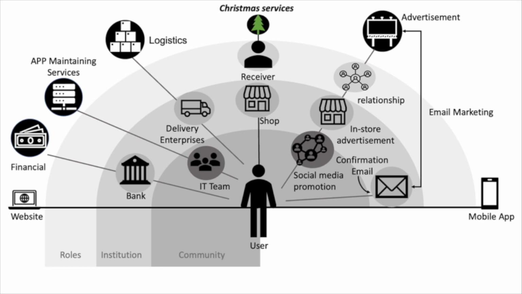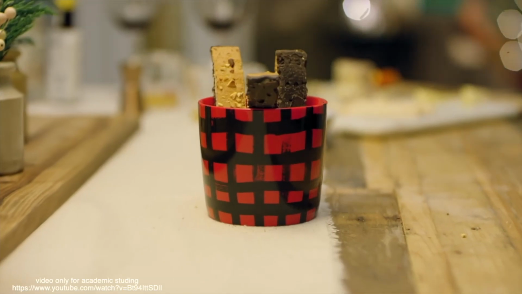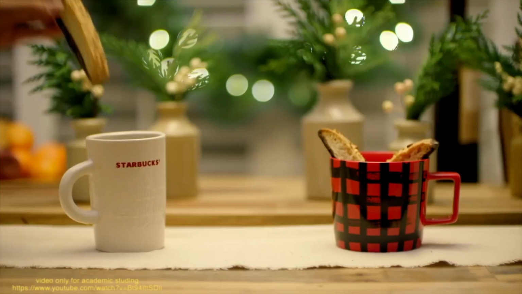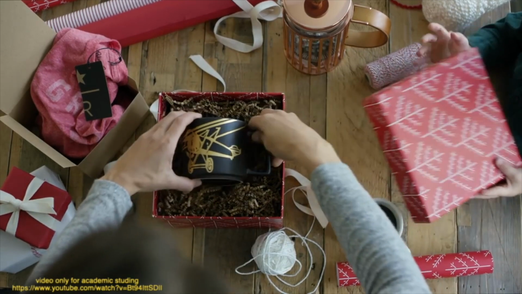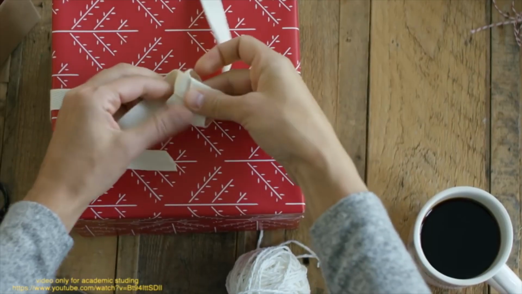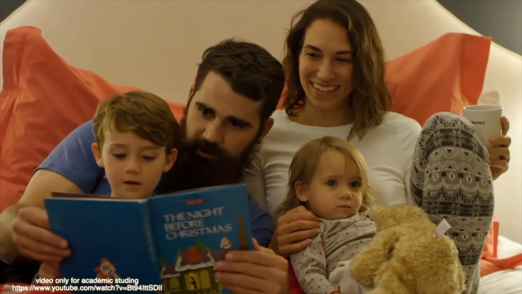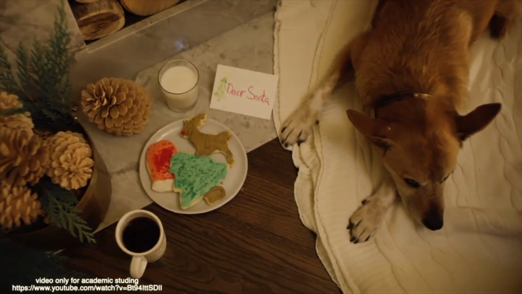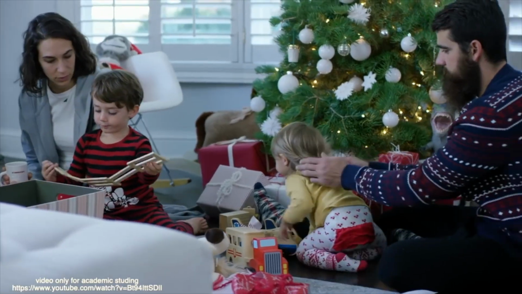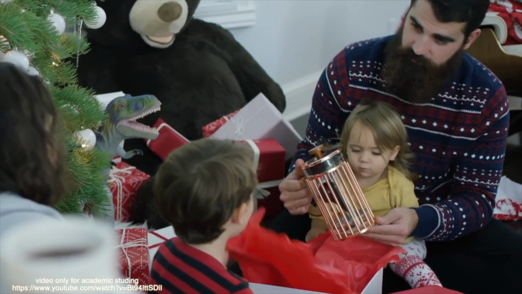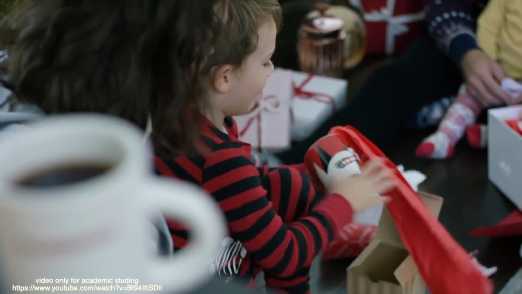value network map. In my part, I'll use an ecosystem map to explain the connections between different stakeholders in our case. While users browse Starbucks website or use its mobile app to order Christmas gifts for their friends and families, they may link with many different communities, institutions, and roles, such as shops, delivery enterprises, and email suppliers.